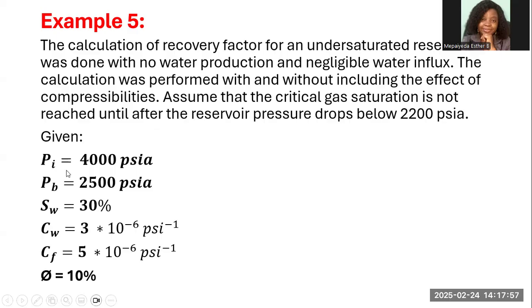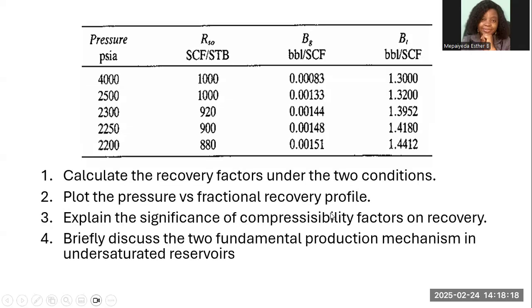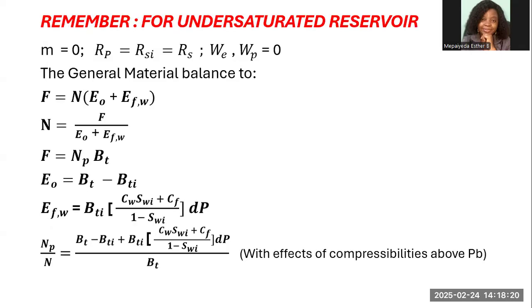So you have the data given: your initial reservoir pressure 4,000 psi, your bubble point pressure 2,500, you have your SW 0.3, you have your CW, you have your porosity 10%, your CF also in the same order with your CW. Okay, so let's go. So it's an undersaturated reservoir. So we have all this. I'm sure you're familiar with all these equations by now.